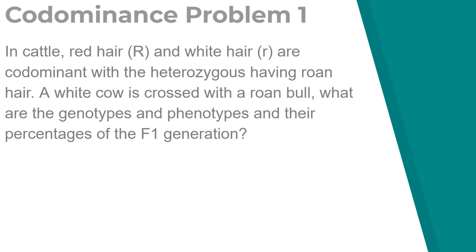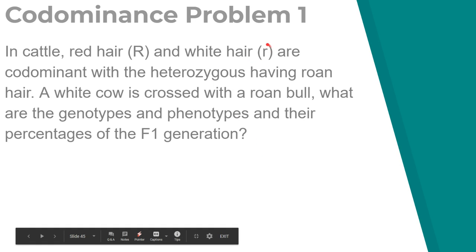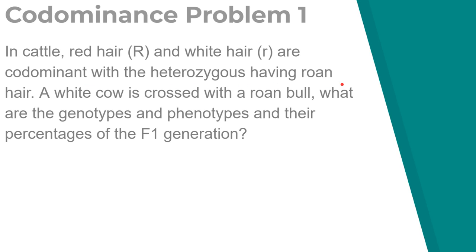So we have red hair, which is going to be a capital R, and white hair is a lowercase r, are codominant, with the heterozygous having roan hair. Again, roan is red and white. A white cow is crossed with a roan bull. Cow is female, bull is male. I do know that about cattle. What are the genotypes and phenotypes and their percentages of the F1 offspring, also known as the F1 generation, also known as the offspring? There we go.